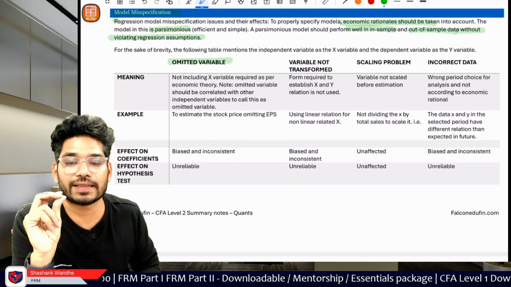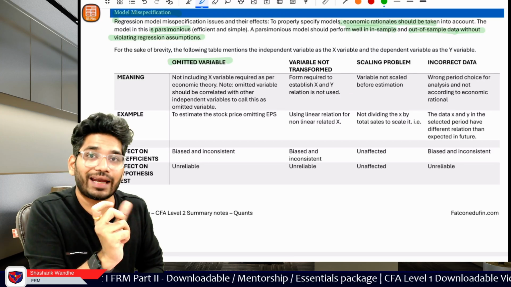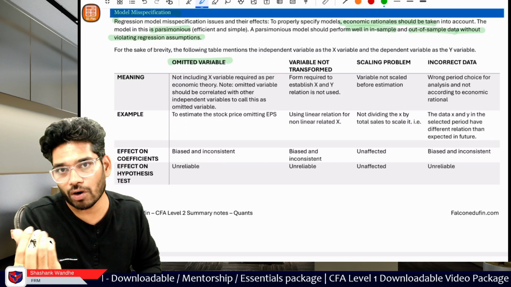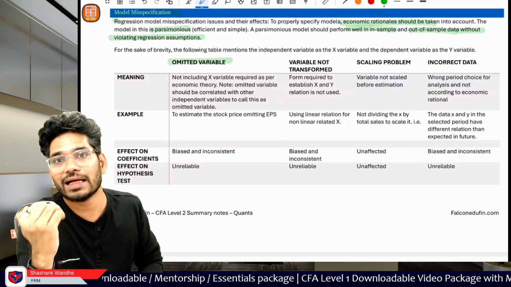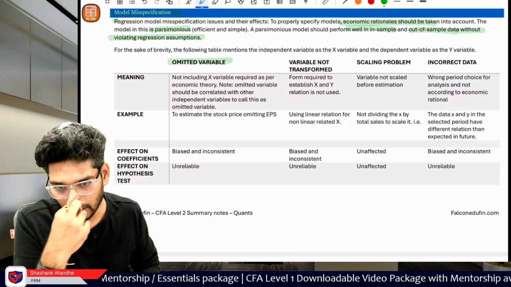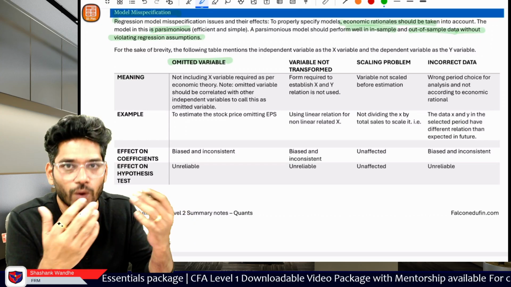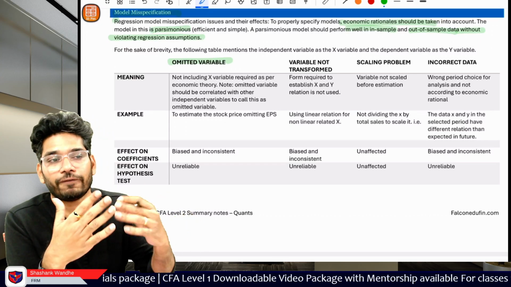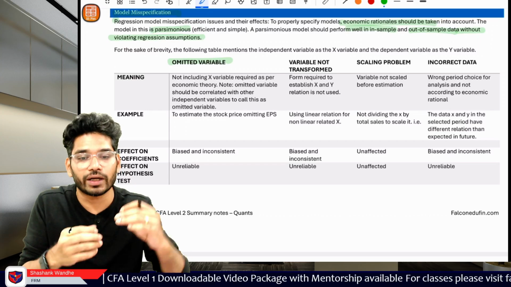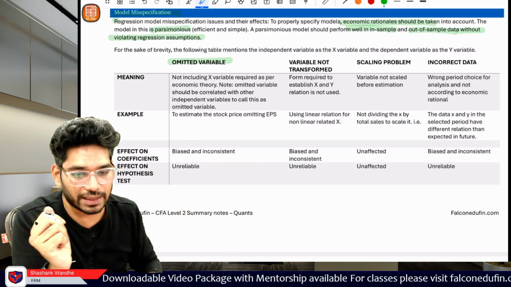First misspecification is the omitted variable. You are omitting a variable. You are not taking the variable in the regression model which is important for that model, which is important to determine the dependent variable, and you are omitting that variable. For example, for stock prices, you are outrightly ignoring the EPS. Maybe you have some rationale behind it, but if you are doing this, then we have to see if that variable is an omitted variable or not, or whether you are compensating for the EPS part with some other variable. So this is the thing here.